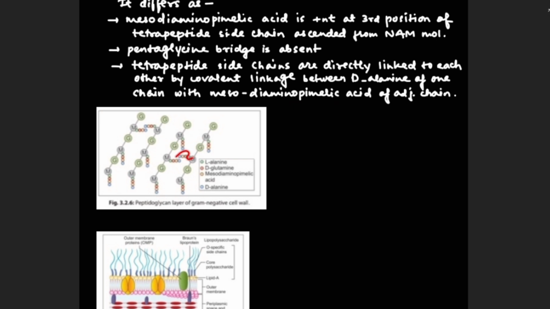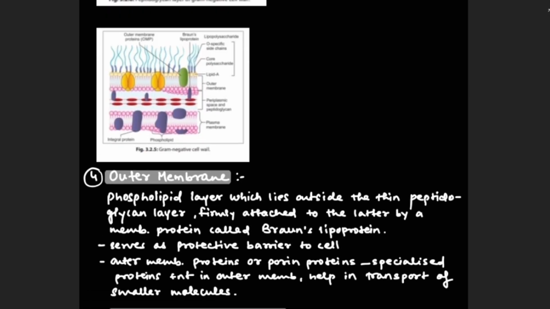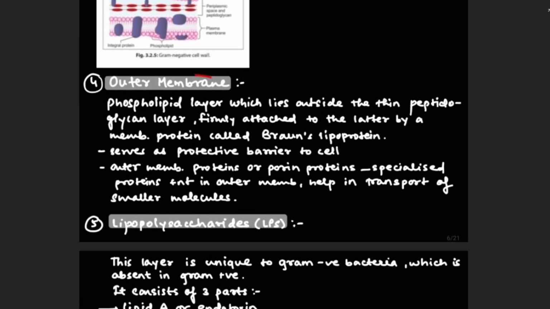Here, as you can see, the D-alanine of one chain with the meso-diaminopimelic acid of the other chain, they are connected by the tetrapeptide side chain. It was all about the cell wall of the gram-positive and gram-negative bacteria. Now next topic is outer membrane.